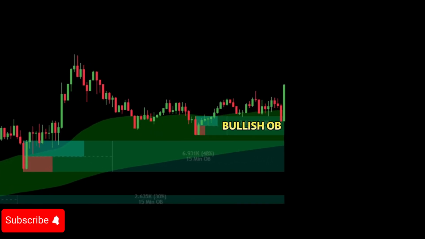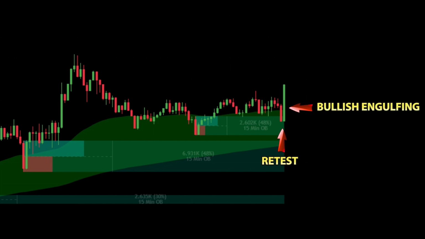If a bullish volumetric order block has formed, your main focus is to find the best point to place a buy order. Wait until the price candlestick retests the bullish volumetric order block area. After the retest occurs, wait for a bullish engulfing candlestick pattern to appear.